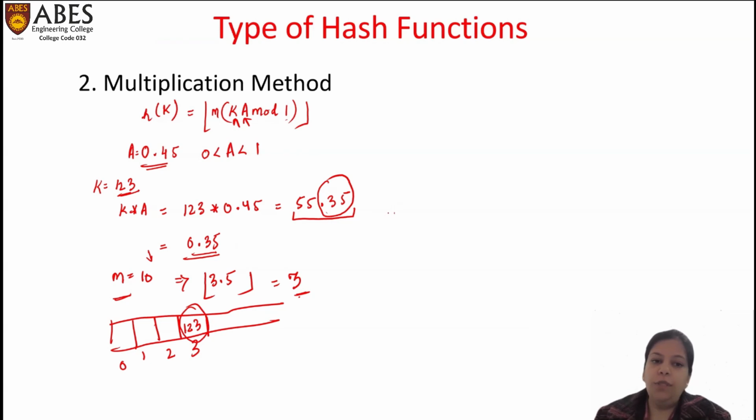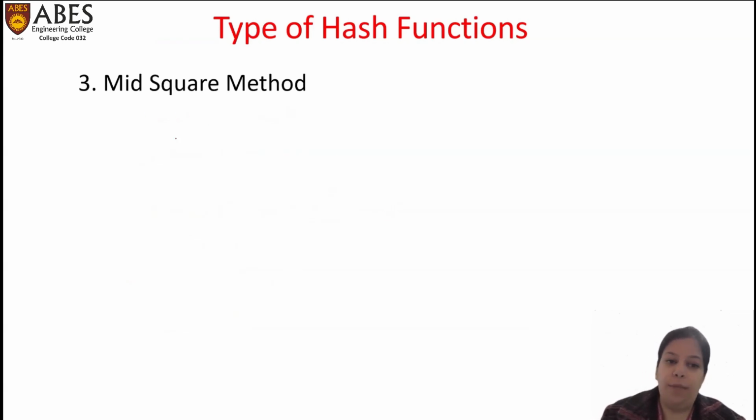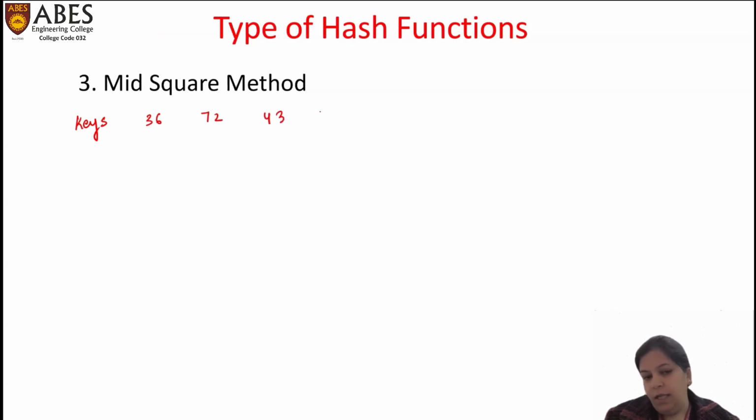Now, coming on to the next method, this is the mid-square method. For this, let me just take a few keys. Suppose we have taken 36, and then we have taken 72, 43, 6, and suppose 18. So now what we are going to do is square these keys, and we are going to take the middle number as the index for the hash table.